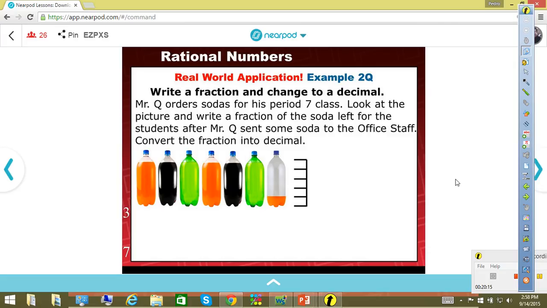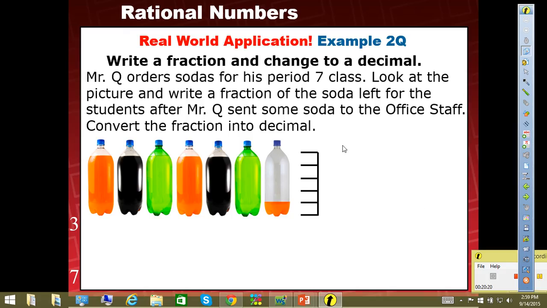Yeah, on the iPad. So I'm going to send that over. So example 2Q, it says, Mr. Q orders sodas for his 7th period class. Look at the picture and write fractions of the soda left for the students after Mr. Q sent soda to the office staff. Said to the office, my bad, not home. Convert the fraction into decimal.